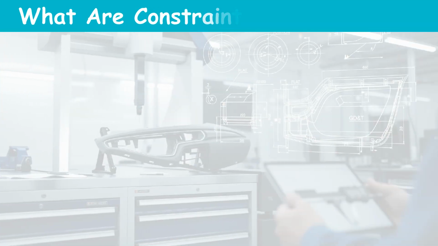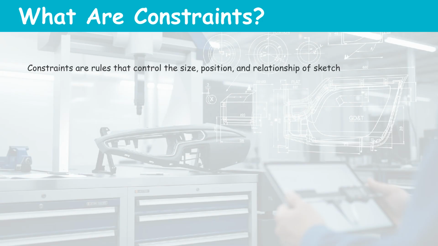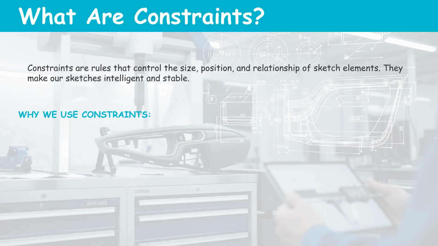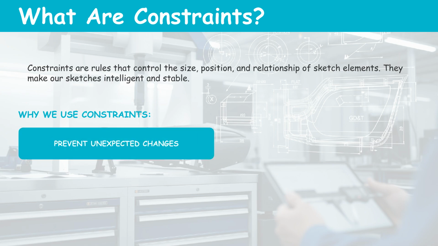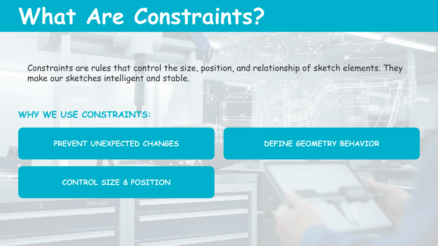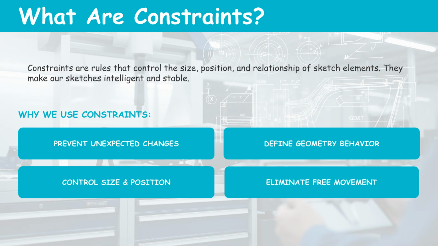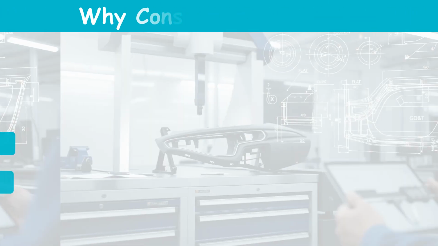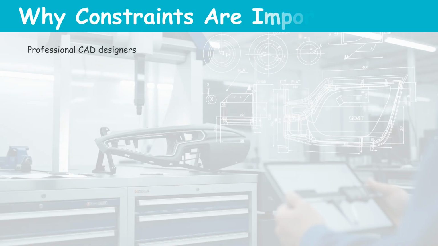Now let's understand what constraints are. Constraints are rules that control the size, position, and relationship of sketch elements in CATIA. We use constraints to prevent unexpected changes, define how geometry behaves, control the size and location of sketches, and eliminate unwanted movement. In simple words, constraints make our sketch accurate, stable, and fully defined, which is very important before creating any 3D feature.